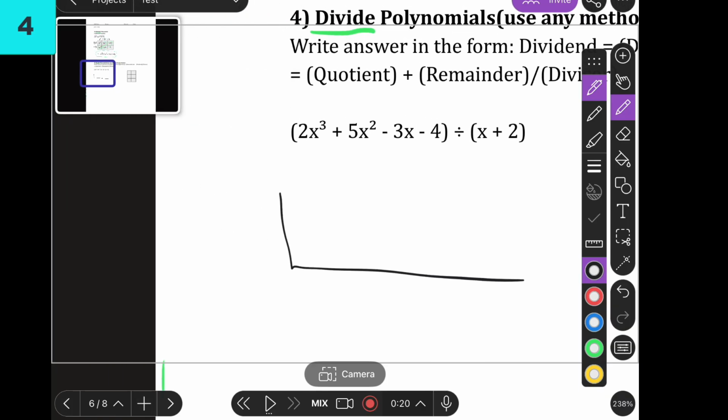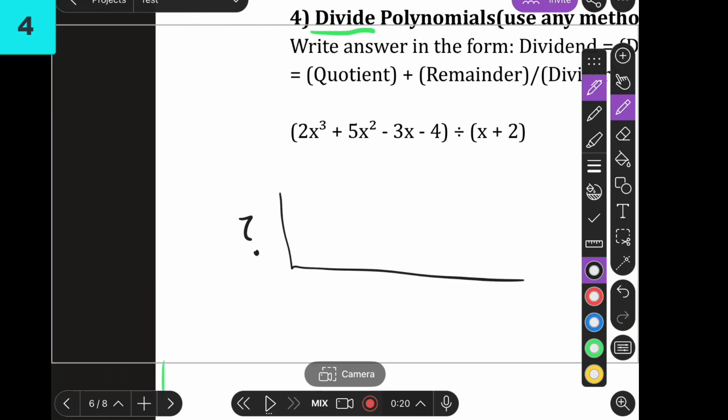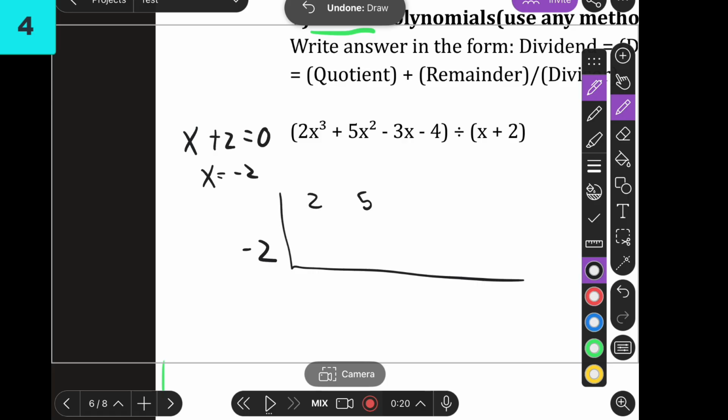So synthetic division, the number that goes outside here is actually the result of taking the divisor and setting it equal to 0. So in this case, I have x plus 2, which means that x equals negative 2. And that's the number I put outside here. Now, to figure out the numbers that go inside the synthetic division bar, I have to use the coefficients of my dividend. So in this case, I'm going to use 2, 5, negative 3, and negative 4.